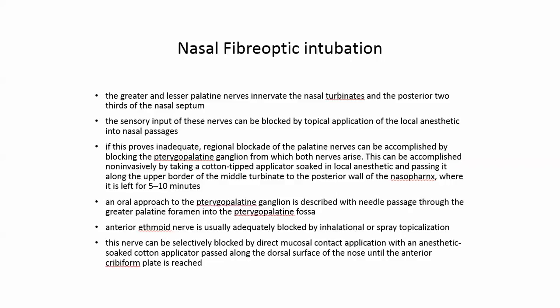The nasal passages are supplied by the greater and lesser palatine nerves and the anterior ethmoid nerve. The greater and the lesser palatine nerves innervate the nasal turbinates and the posterior two-thirds of the nasal septum. The sensory input from these nerves can be blocked by topical application of the local anesthetic into the nasal passages. If topicalization proves inadequate, regional blockade of the palatine nerves can be accomplished by blocking the pterygopalatine ganglion.